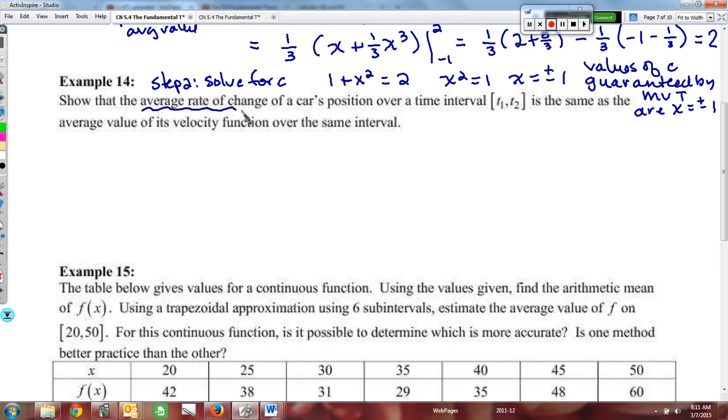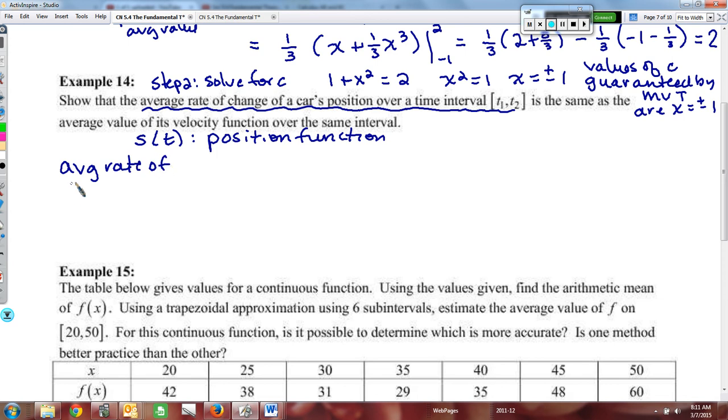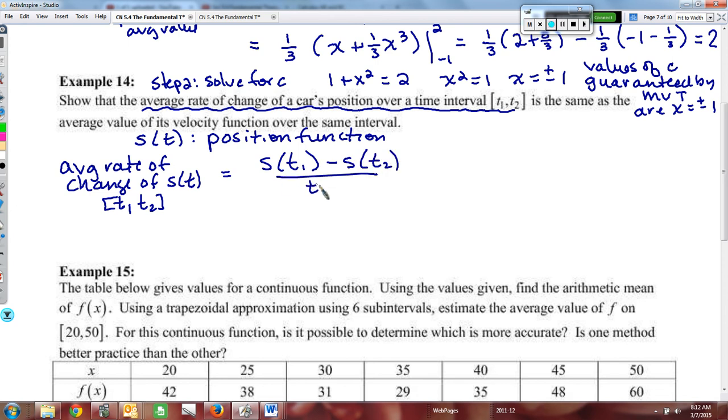Show that the average rate of change of a car's position over the time interval. Okay, so let's define s of t as my position function. So the average rate of change of s of t on the interval from t1 to t2 would be s of t2 minus s of t1, all over t2 minus t1.